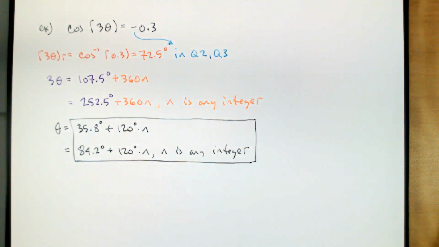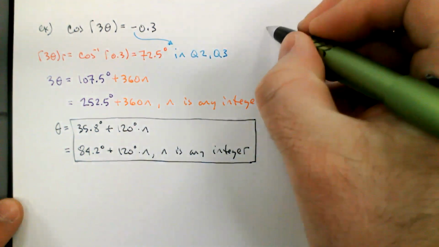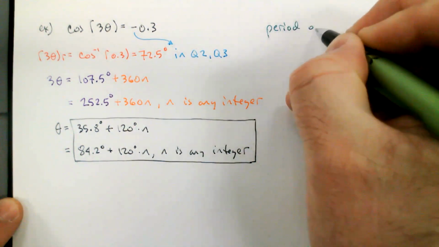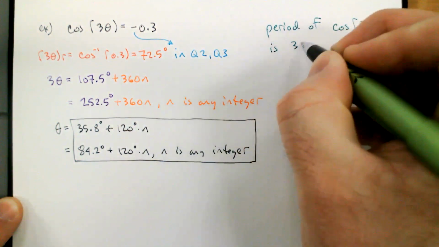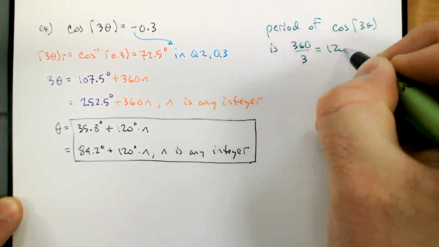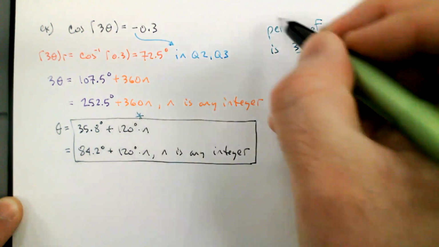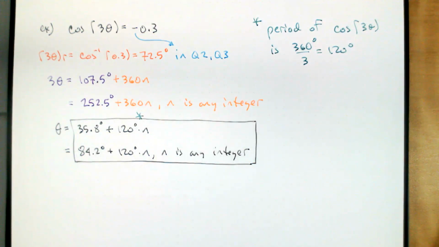So notice that we got the plus 120 as the period, but if we look at the original function, which was cosine of 3 theta, the period of cosine of 3 theta is 360 divided by 3, which is 120. So it works out mechanically, and it works out with our understanding of what that 3 theta does to the period of our function.